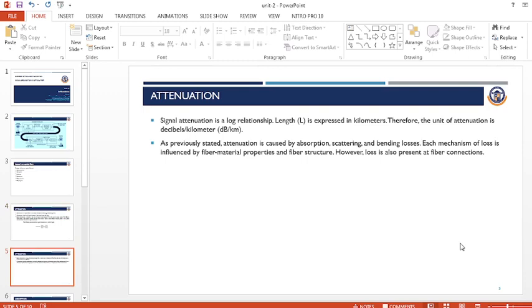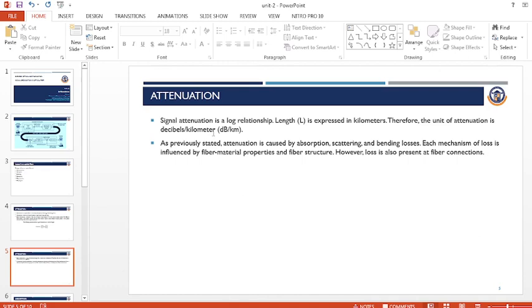So signal attenuation, as I told you previously, is a ratio of optical power input to optical power output. The formula is 10 by L, where L is the length expressed in kilometers, so the unit is dB per kilometer, decibels per kilometer. So attenuation is caused by absorption, scattering, and bending losses. We'll discuss one by one. What is absorption? What is scattering? What is bending loss?